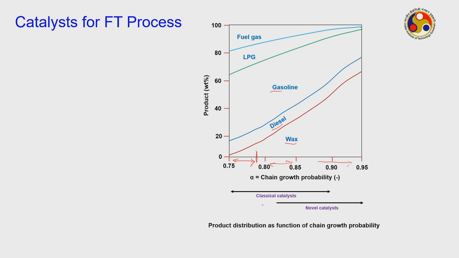But now, this classical catalyst works in this region, while novel catalysts can go up to more than 0.95. So if you get 0.95, it means that, based on the catalyst, you may get both fuel gas and wax. Waxes for cobalt, and fuel gas or LPG for iron based catalyst. So it depends on what the industry wants to do and what the market economics are.